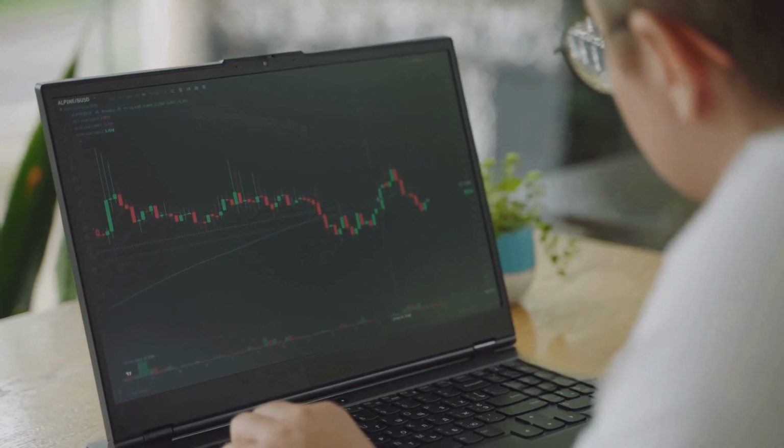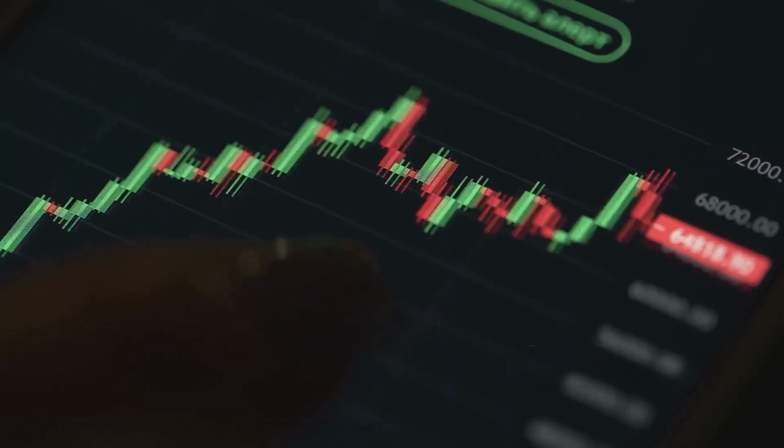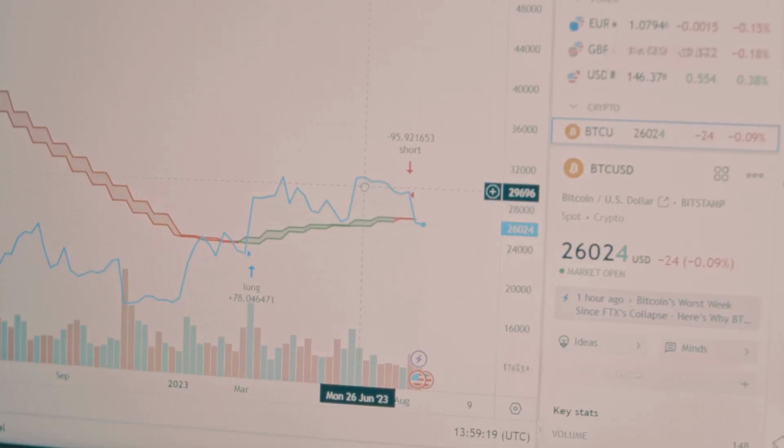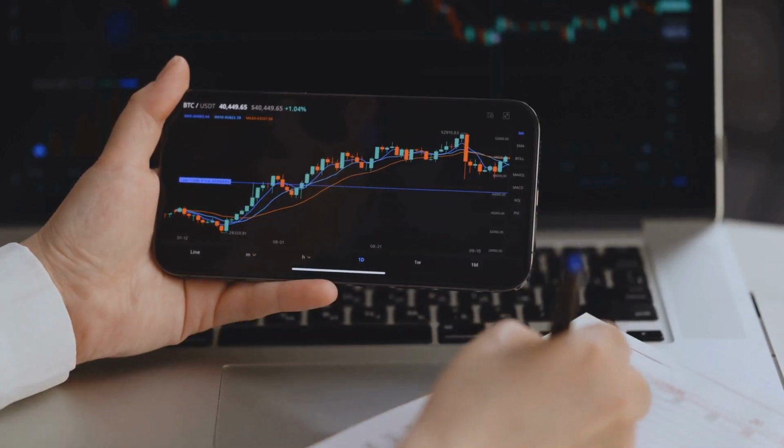I'm going to show you, step by step, how to identify and use support and resistance levels, the absolute bedrock of technical analysis. This isn't some get-rich-quick gimmick. This is a foundational skill that will fundamentally change how you look at charts and make trading decisions.